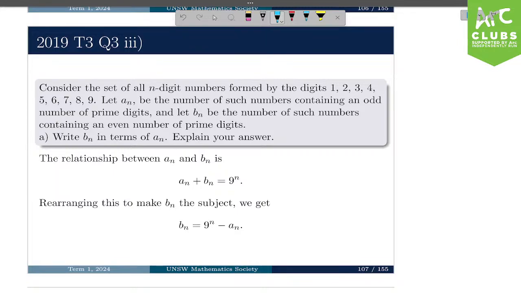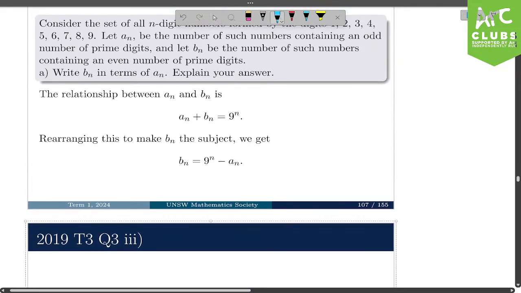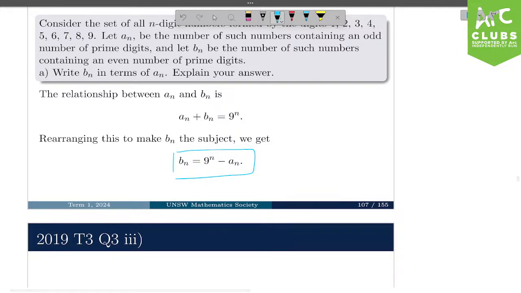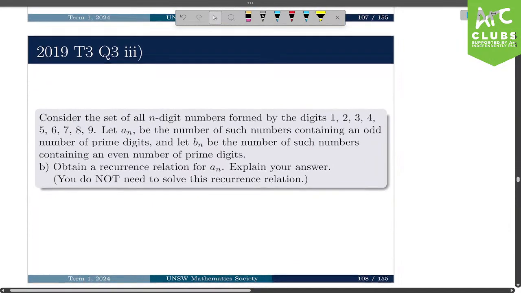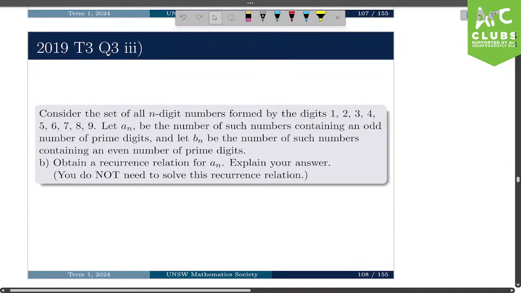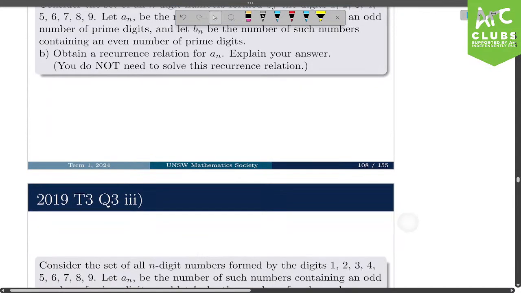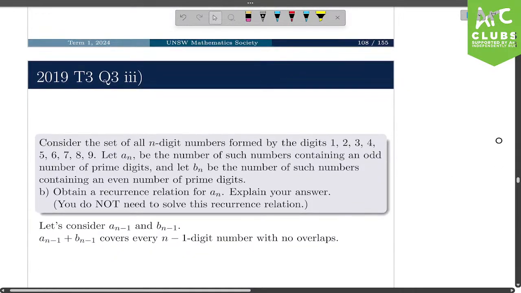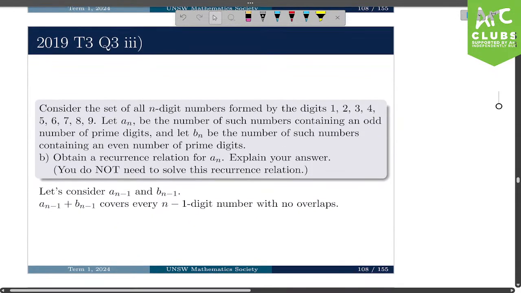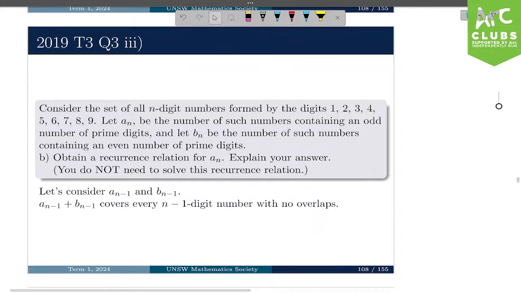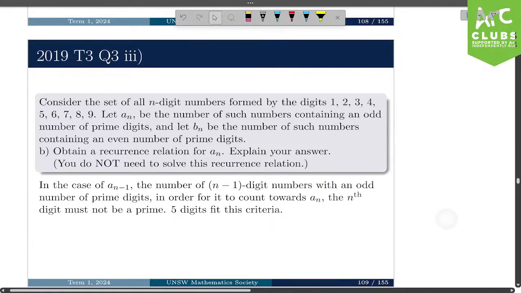Do people understand it? All right. So we will be using this for part B, where we look to obtain a recurrence relation for an, and we have to explain our answer. Also, an important note: you don't need to solve the recurrence relation. So we note that an plus 1 plus bn equals 1 covers every n minus 1 digit number with no overlaps.